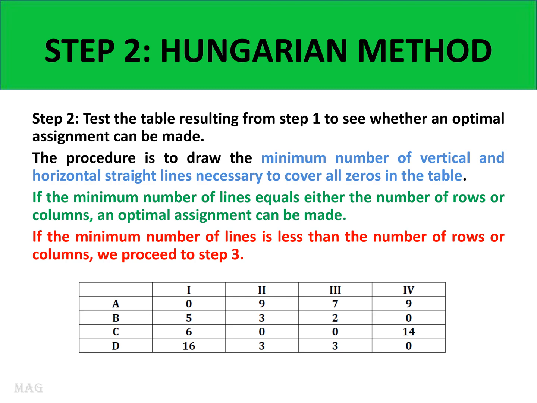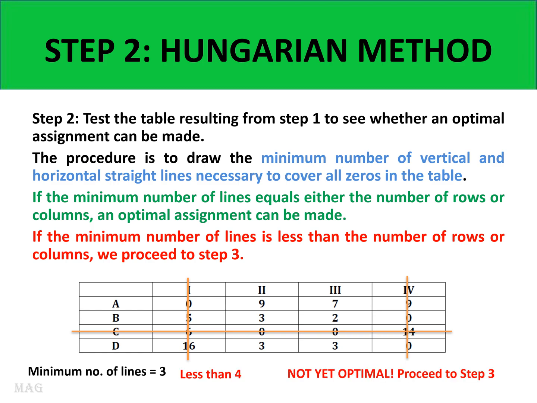In our example, we use the following line to cover the fourth column, and then to cover the third row, and to cover the first column. Using these 3 lines, we covered all the necessary zeros. So the minimum number of lines is equal to 3, which is less than 4. In this case, the table is not yet optimal. So we need to proceed to step number 3.